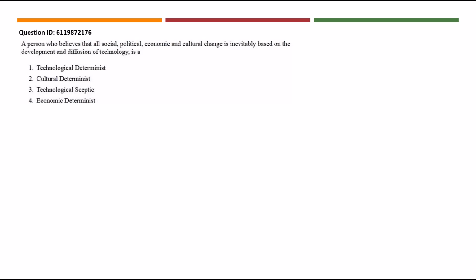Next question: a person who believes that all social, political, economic and cultural changes are inevitably based on the development and diffusion of technology is a. So we have to learn about all the terms. Technological determinist, cultural determinist, technological skeptic, economic determinist. It is talking about cultural, economic, political and social. So it cannot be specific to cultural and specific to economic. It should either be option 1 or option 3.